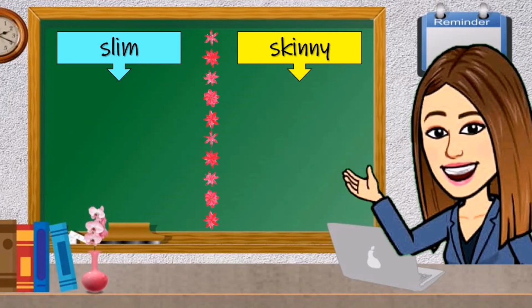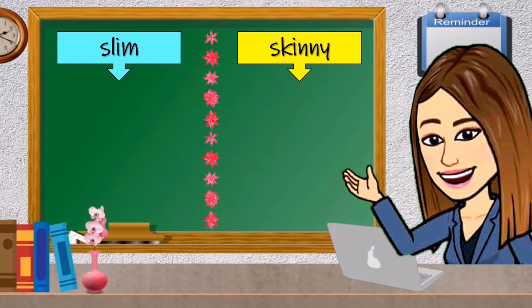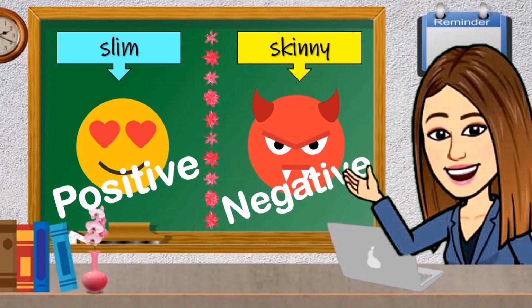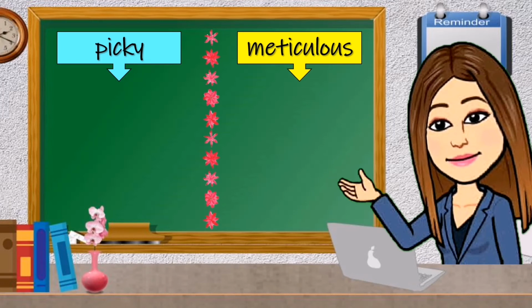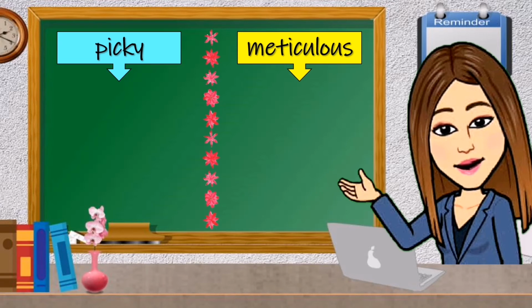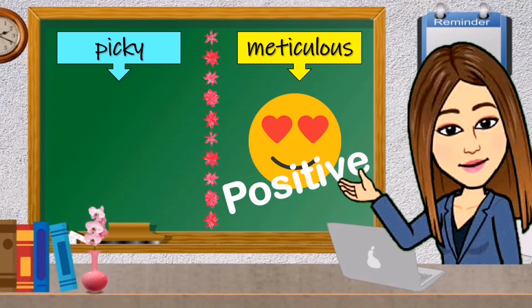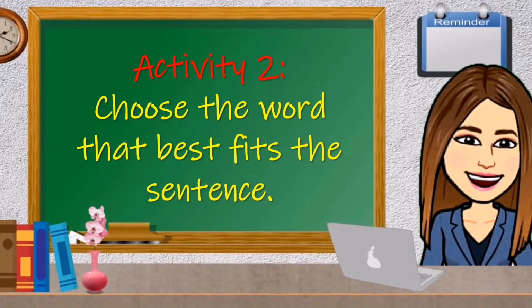Number 4. Slim and skinny. Which of these has a more positive and has a more negative connotation? So slim has a more positive connotation and skinny has a more negative connotation. Number 5. Picky and meticulous. Which of these has more positive connotation and has more negative connotation? The answer is meticulous has a more positive connotation while picky has a more negative connotation. Very good, you did a great job. Now, let's proceed to activity 2.